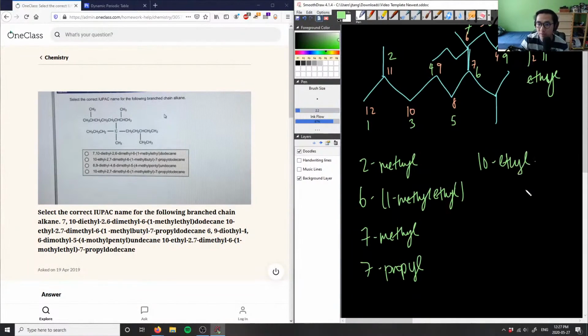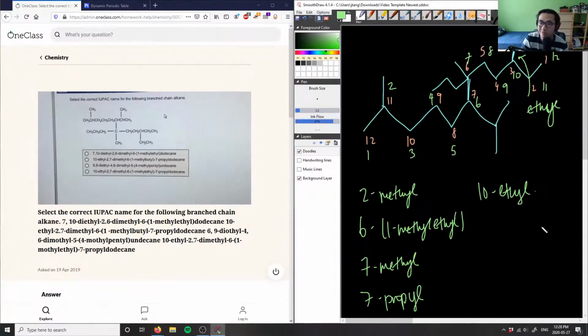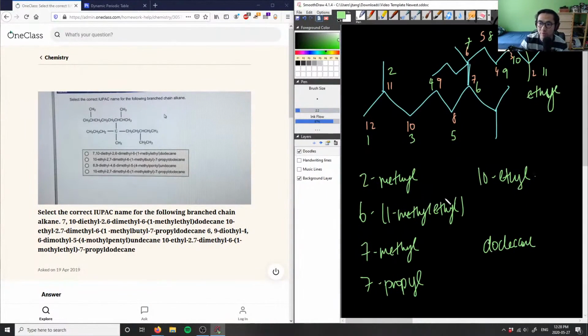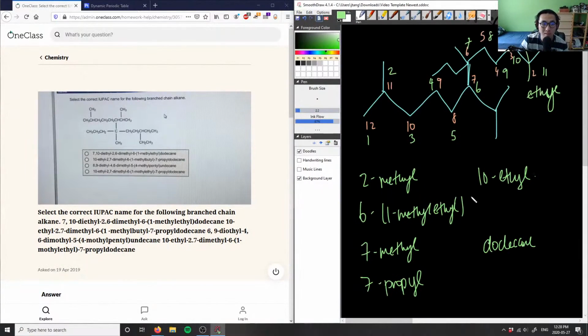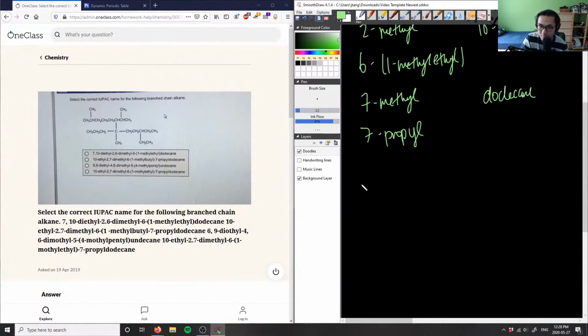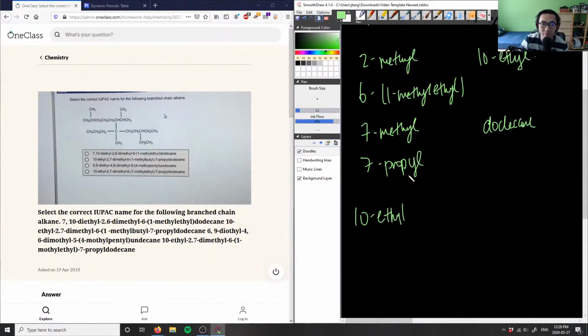So if I were to label it in alphabetical order, and again, the parent chain here is dodecane, a 12 carbon chain here. I'm going in alphabetical order. So I'll put ethyl first, right? So this would be 10-ethyl. And then next I would have the dimethyl group, because the M comes next here. And I have 2 methyl groups, right? So I have 2,7-dimethyl.